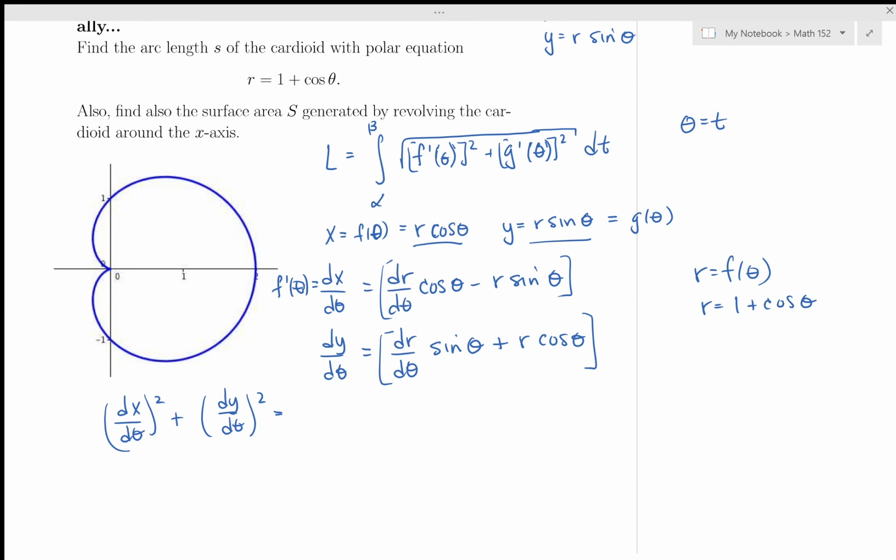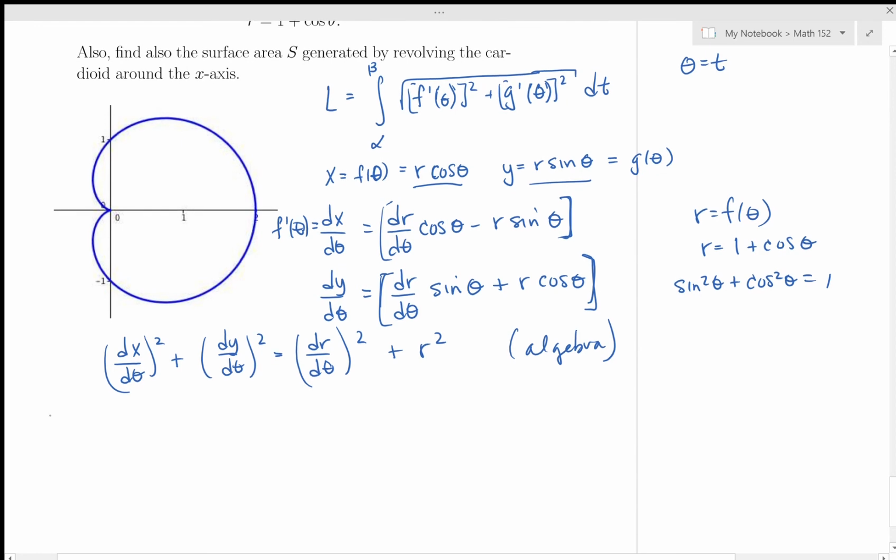I encourage you to do this with the algebra. I'm going to square this guy here, like I said, and square this guy here. I'm going to add them together, and I'm going to use the trig identity sine squared theta plus cos squared theta equals 1, and that will then nicely simplify down. Actually, it's not so bad. It looks like this: dr by d theta squared plus r squared. And that's algebra.